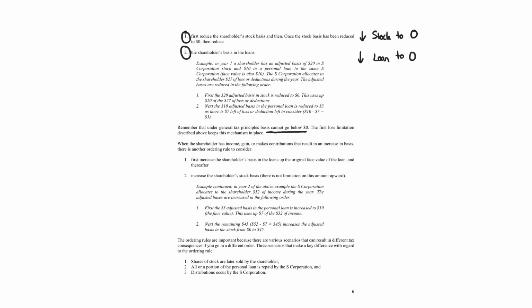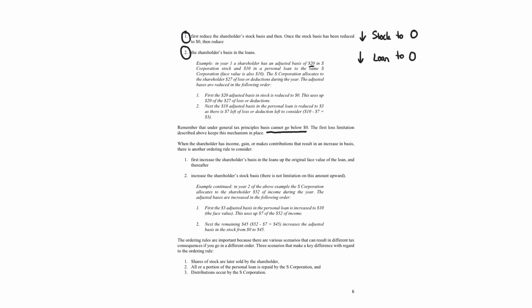So let's say we have year 1. And by the way, it's going to continue to year 2, so keep in mind that it's a continuing example. In year 1, a shareholder has an adjusted basis of $20 in S Corporation stock and $10 in a personal loan to the same S Corporation. The face value of the loan is $10. Now, face value, by the way, is always what limits it. The S Corporation allocates the shareholder $27 of loss or deductions during the year.